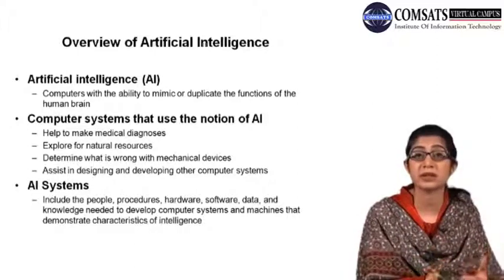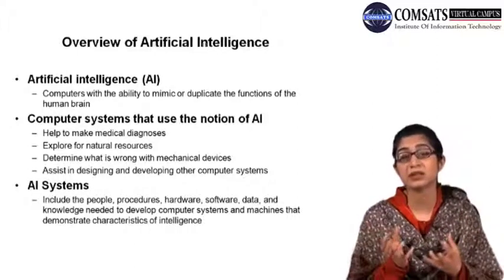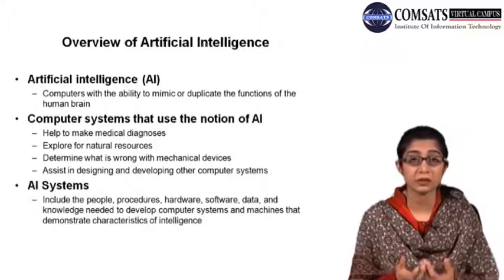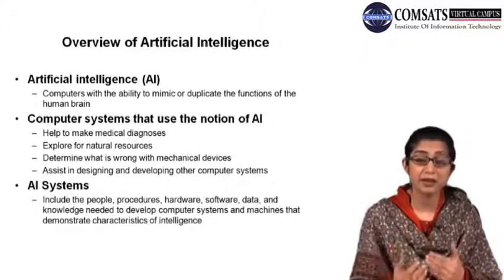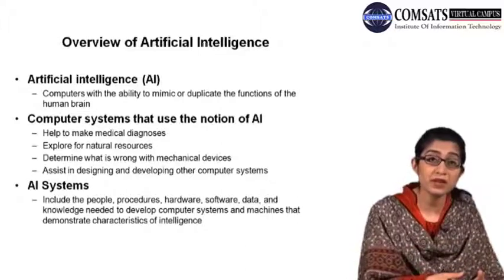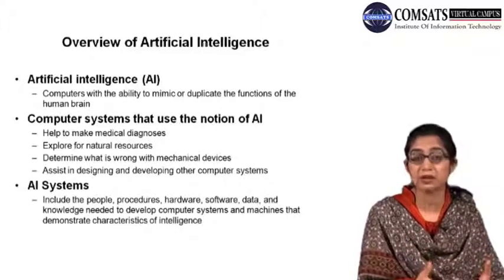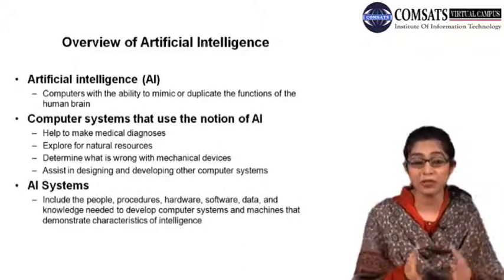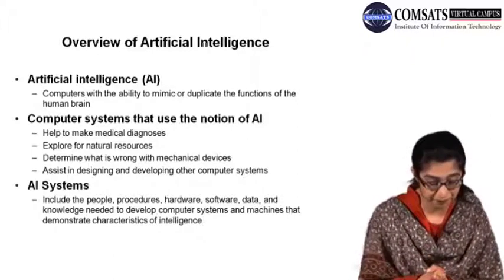So that's why it's called artificial intelligence. That means कि human beings की जो intelligence होती है, जिस तरह उनका human brain काम करता है, that kind of intelligence is artificially developed into the computer systems. So इस चीज़ को हम artificial intelligence बोलते हैं.